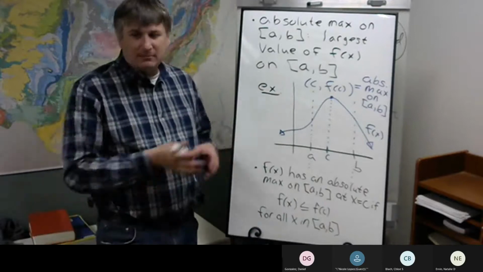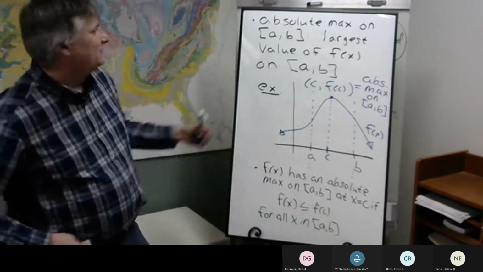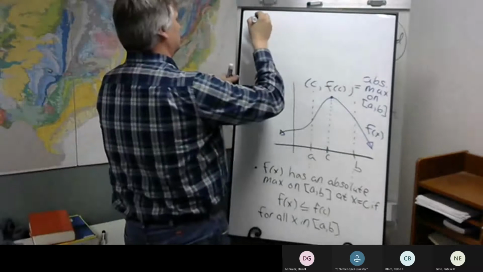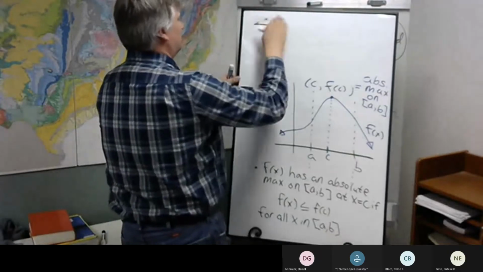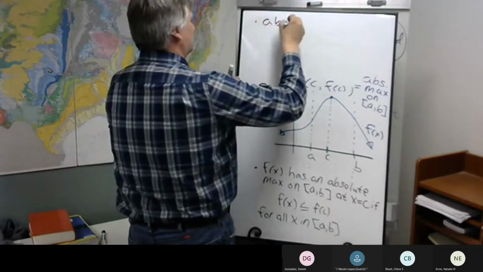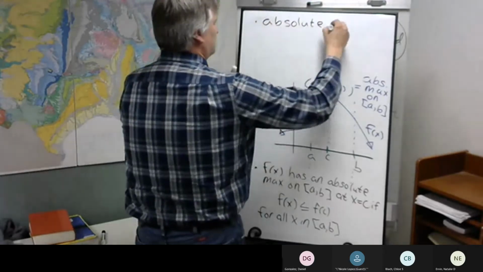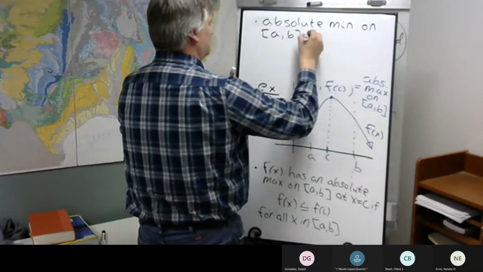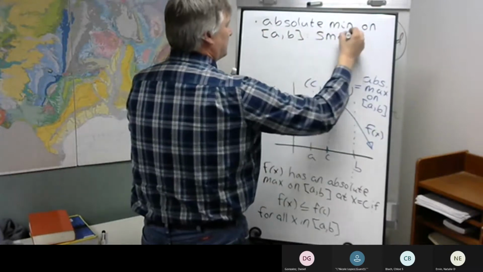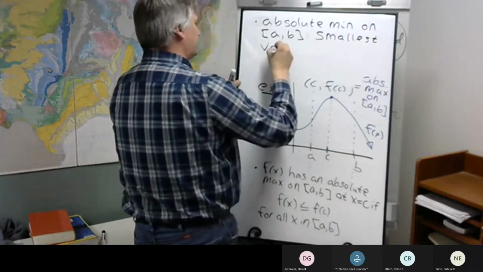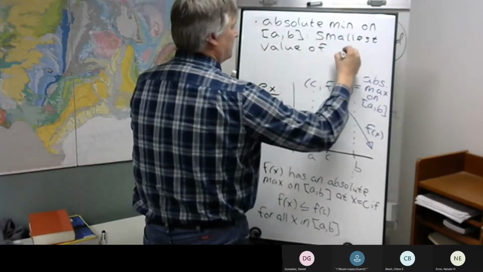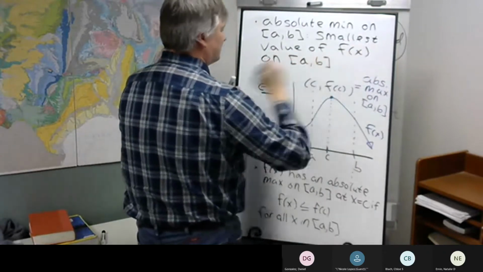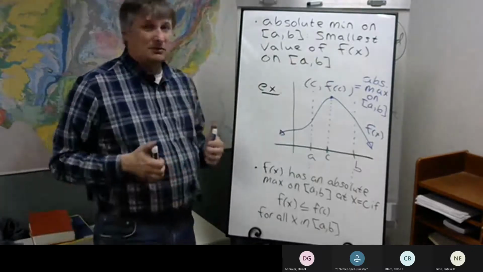And when we talk about an absolute minimum, well, it's going to be the same idea. And for this, we'll have the smallest value of f of x on AB. So that's our absolute minimum.